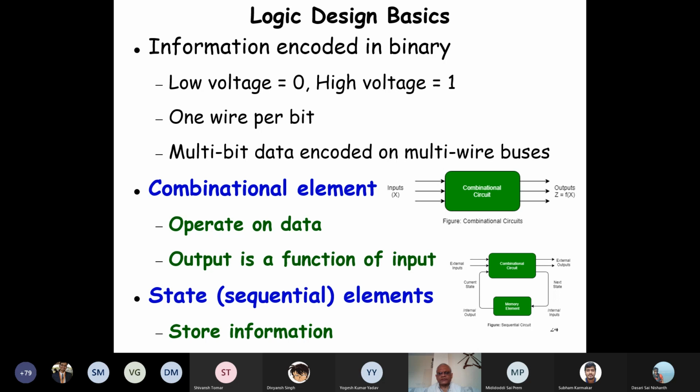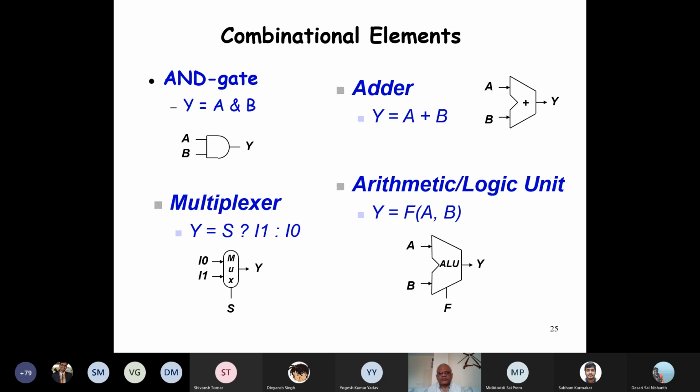So we'll use these two types of basic elements to build our hardware, the combinational logic and the sequential or state-based logic. The combinational elements, the examples are an AND gate, represented in this format. An adder is also a combinational element. We represent it using this notation, universally used across all books and literature.